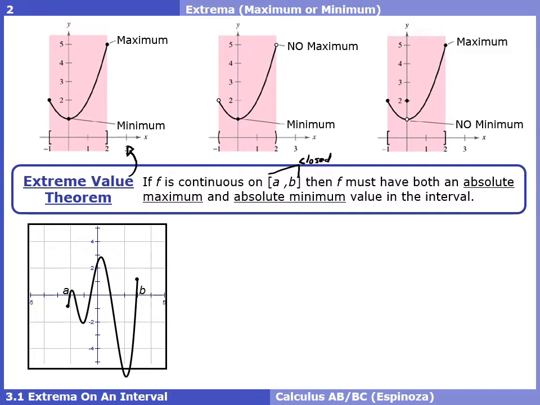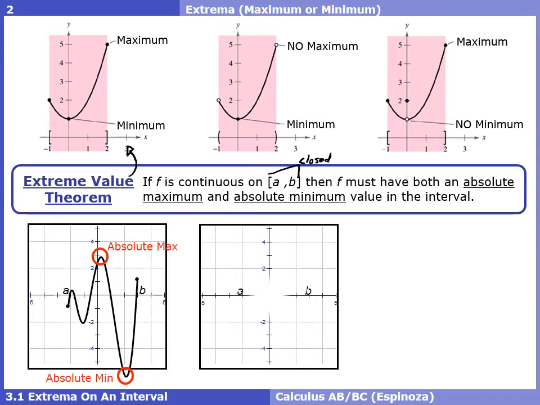Are we on a closed interval? Yes, we have solid dots at A and B, so there has to be at least one absolute maximum, which you can see right there, and one absolute minimum, which you can see right there. That's the absolute highest point of the graph for the max, and that's the absolute lowest part of the graph, which is the min.